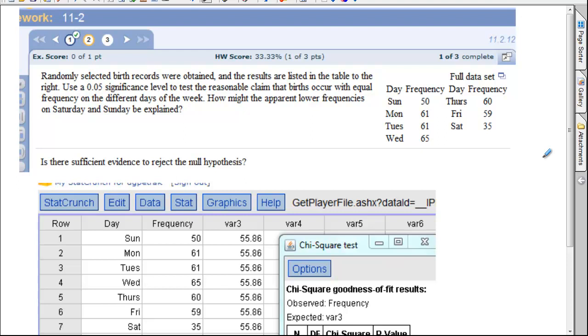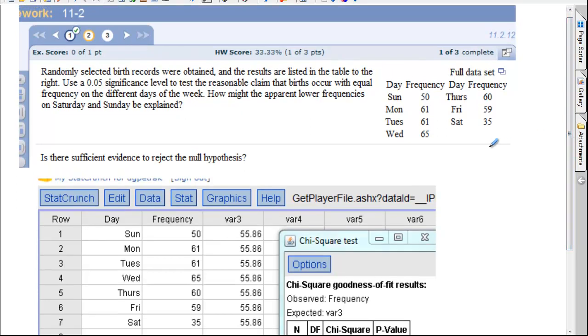This is from 11.2, number 2, and it's showing the frequency of births by day of the week. So you can think of it as, does it really matter what day of the week it is for how many births there are going to be, or does this distribution of births actually fit what I would expect? Well, I would expect them to be the same every day, which is a uniform distribution. So my null hypothesis is the distribution of births fits. The alternative hypothesis is it doesn't fit: at least one or more days is significantly different.